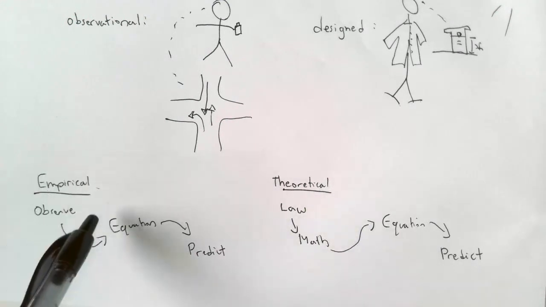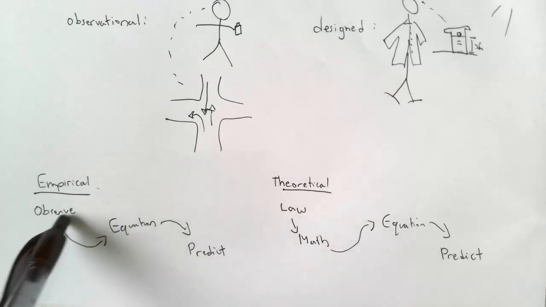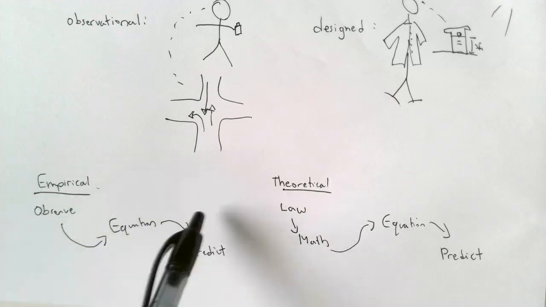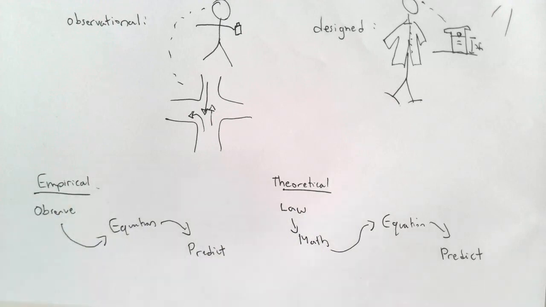So instead, we look at observations and we come up with our equations that fit those observations. And maybe they'll work, maybe they won't. How good those equations are is what we're going to talk about in the last week of the class. Sorry to keep you waiting.